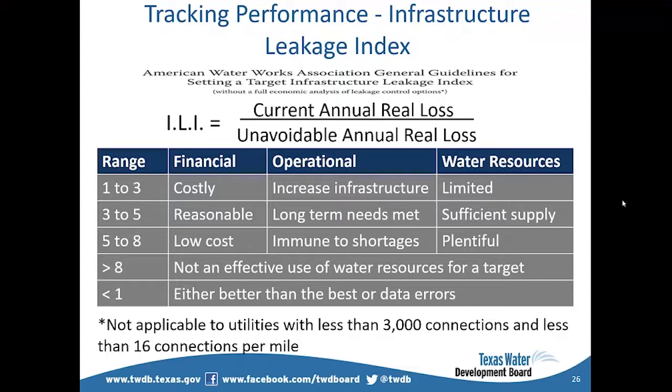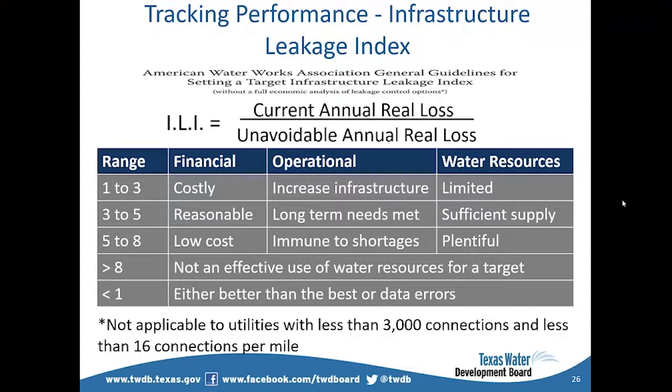So if a utility has a water resource which is limited, and to become more efficient the only thing they could do is increase their infrastructure, and it's costly to purchase or to produce that water. Well, then if it's costly, then you can spend the money probably to get your water loss down pretty low, down to that 1 level potentially. So you can set a target within the 1 to 3 range, and that would be a reasonable approach to setting a target for ILI.